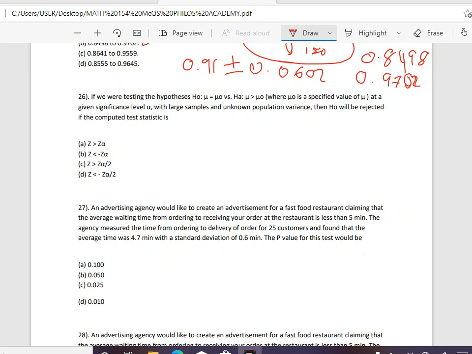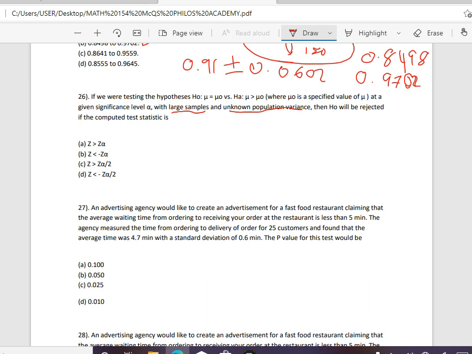So we take it from question 26. Question 26 says that if we were testing the hypothesis H0: mu equals mu sub 0 versus HA: mu is greater than mu sub 0, where mu sub 0 is a specified value of mu at a given significance level alpha with large samples and unknown variance. It's a large sample and unknown population variance. The population variance is unknown.